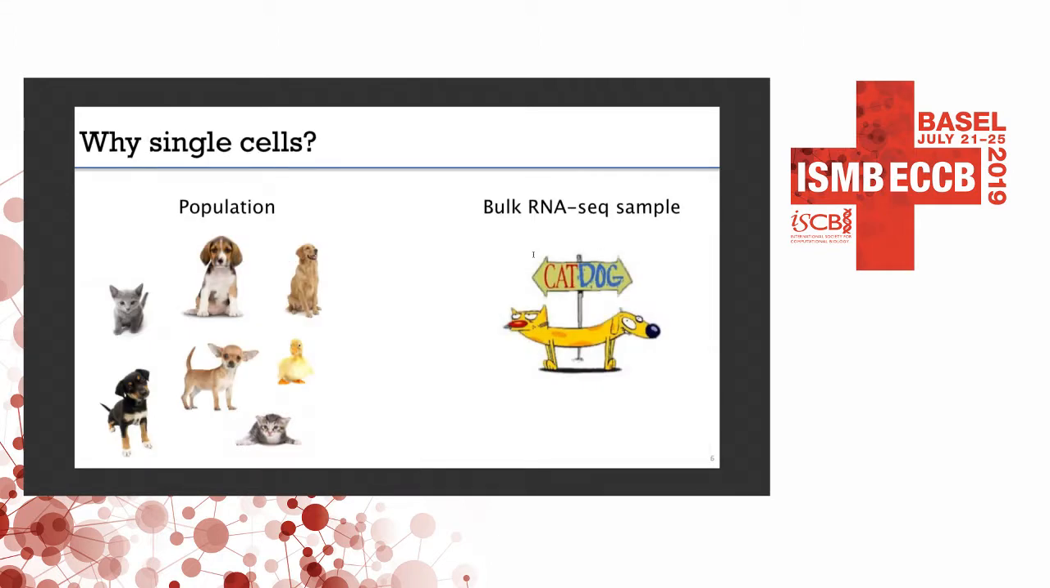Okay, so let's talk about why single cells. Here I have this population of some cats and dogs, and here's a duck. If I were to do bulk RNA-seq on this population of animals, what I might end up getting is something like a cat-dog. So I'm going to get an average of that population, and I might actually miss something specific there because I'm taking an average over everything.